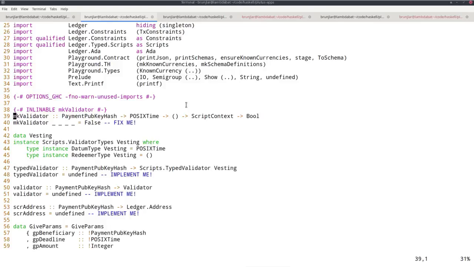And for this homework, I would like you to do another parameterized version where we split beneficiary and deadline between parameter of the contract and datum. So the signature of the validator, make validator function will be like this. Pub_key is the parameter of the contract and deadline is the datum. So we split these two pieces of information into parameter and datum.